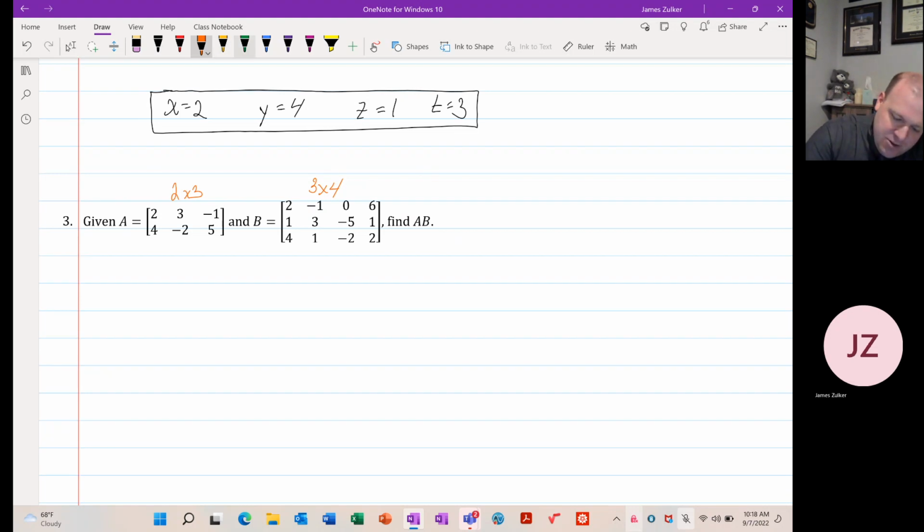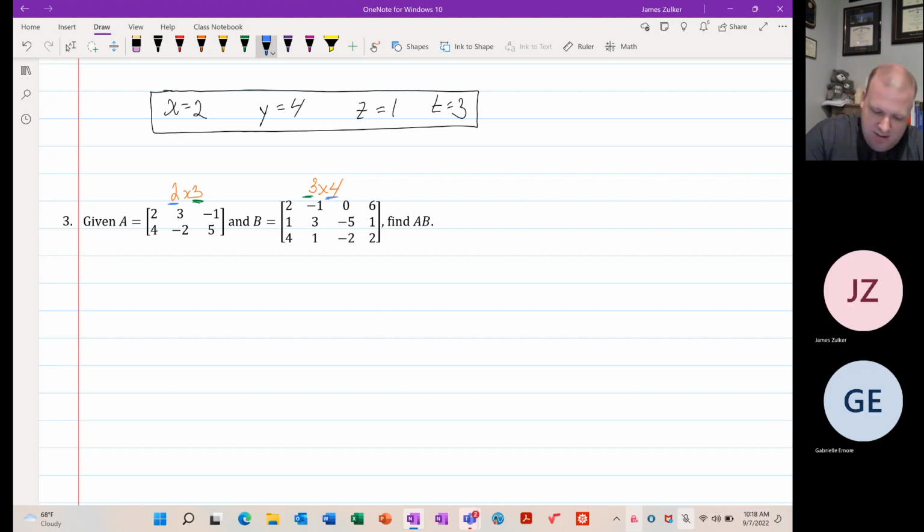In other words, what we do is we take a look at the inner numbers, right? 3 and 3, perfect. A times B is defined. The result, A times B, is going to have the number of rows that A has and the number of columns that B has. So our result is going to be a 3 by 4. I'm sorry, 2 by 4 matrix, right?